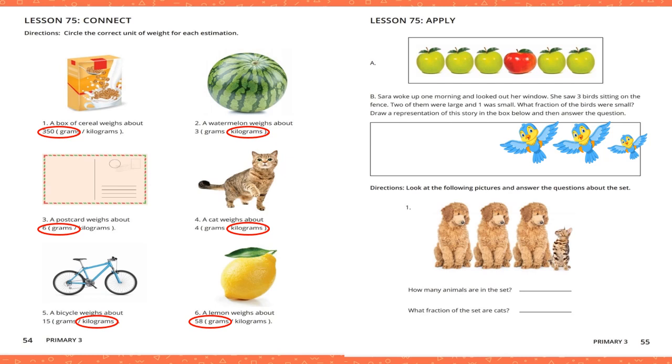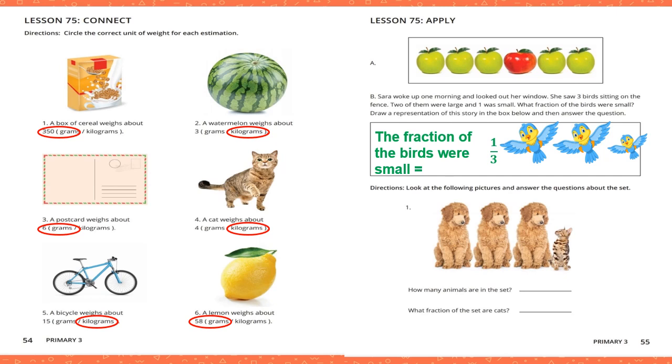What fraction of the birds were small? I want the fraction of small only. So the total birds are 3, and the total we write down in the denominator. And the fraction of the small only 1. 1 over 3. 1 small bird out of 3 birds.